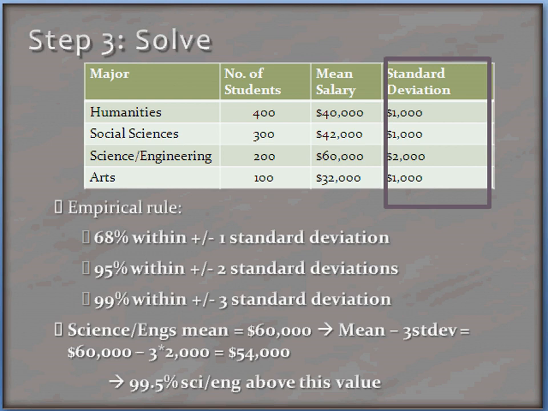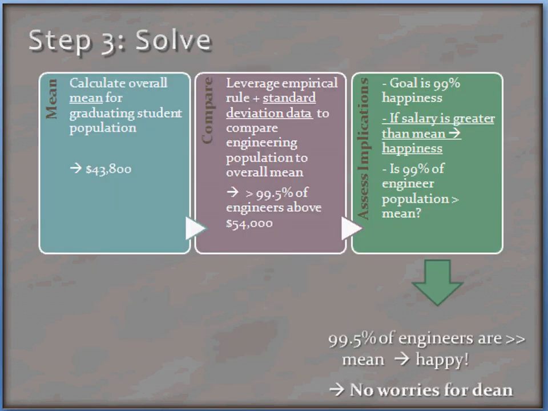So we subtract 3 standard deviations, which accounts for approximately 99% of the population, from the engineering school mean to calculate the value below which only 0.5% of students fall. Calculating this value gives $60,000 minus 3 times $2,000, the engineering standard deviation, is $54,000. So 99.5% of science and engineering students fall above this value.